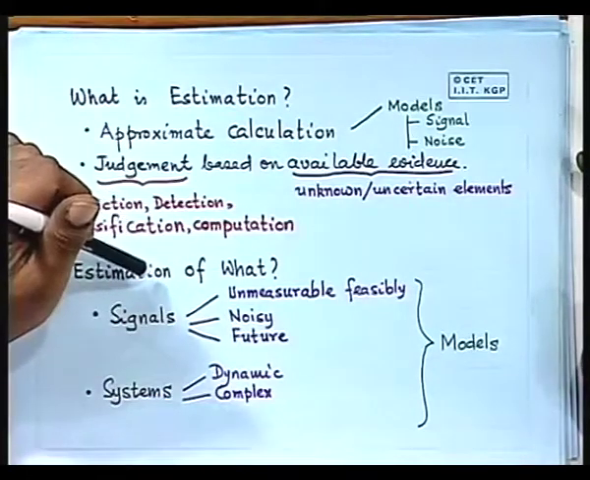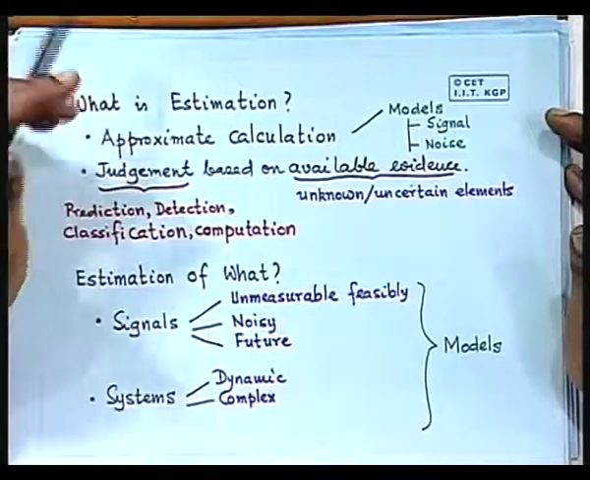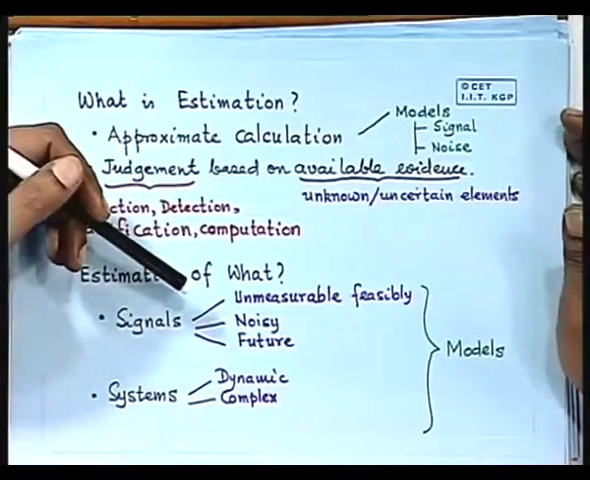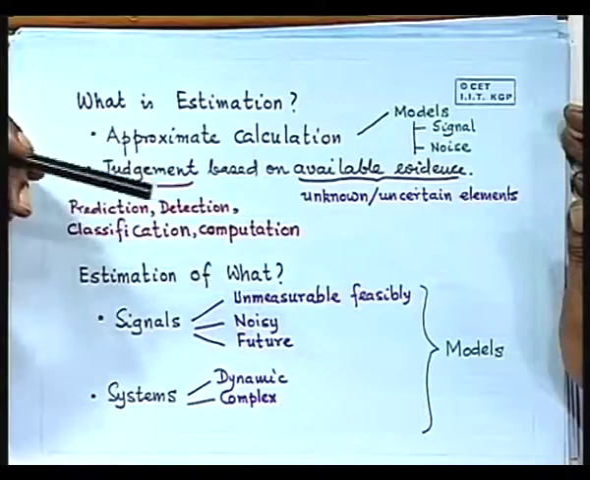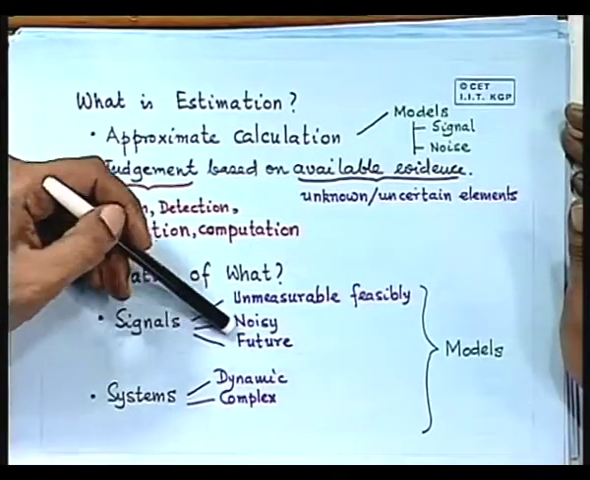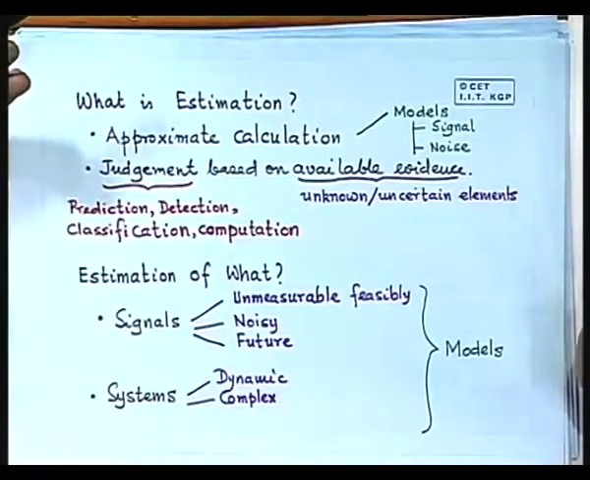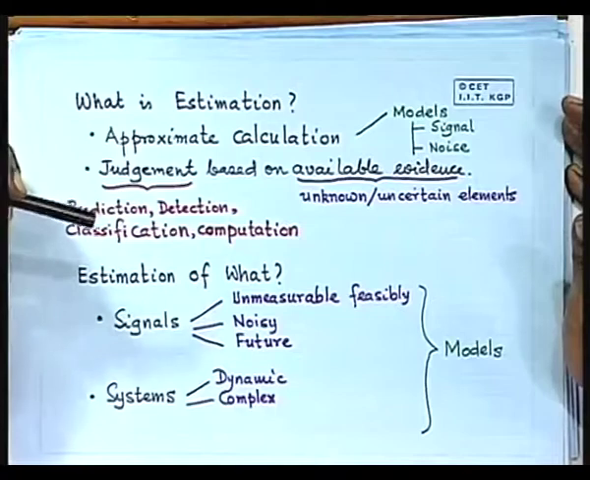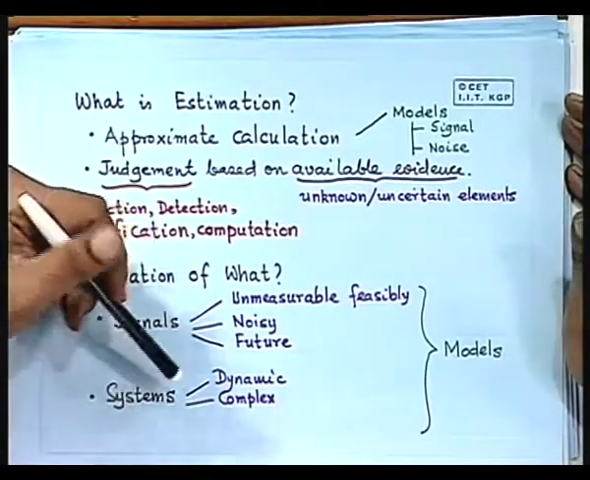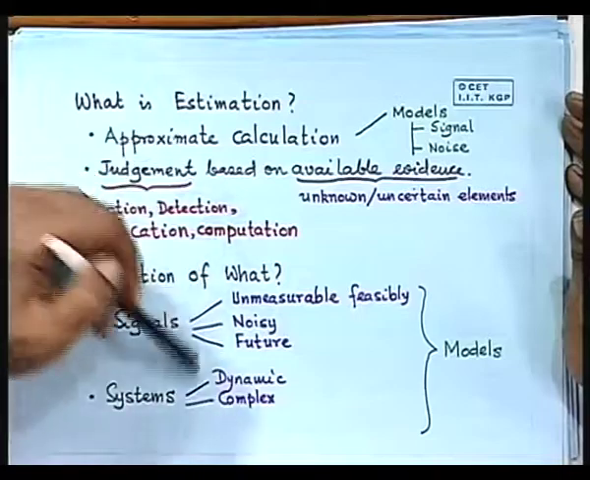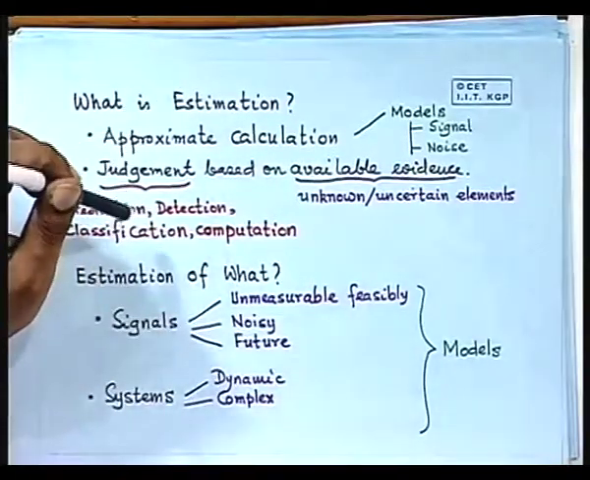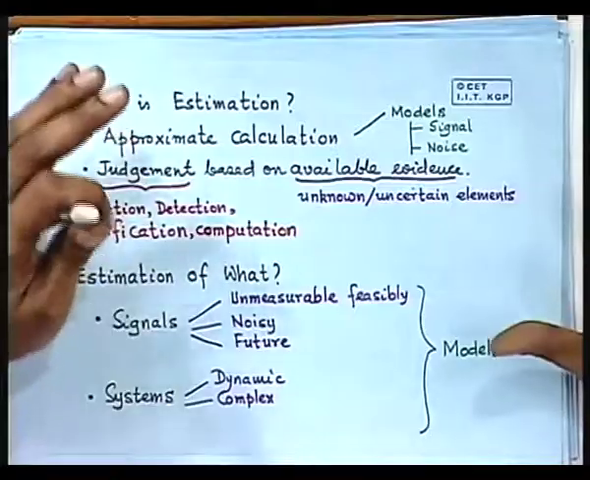And why do we estimate signals and systems? We estimate signals because sometimes measurement is not feasible, or it is noisy, or the measurement is simply not available because we are trying to talk about the future. We estimate systems which are typically dynamic and complex, and all this, as we have seen in the course, we are doing using models. So, this is what we said when we opened the course about estimation.